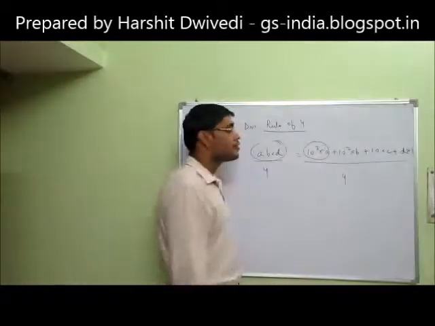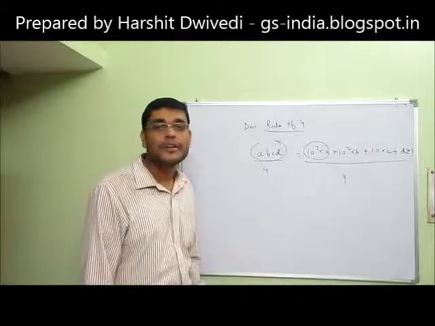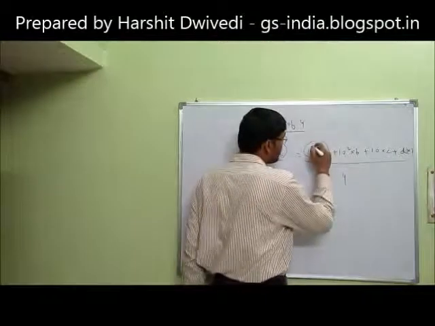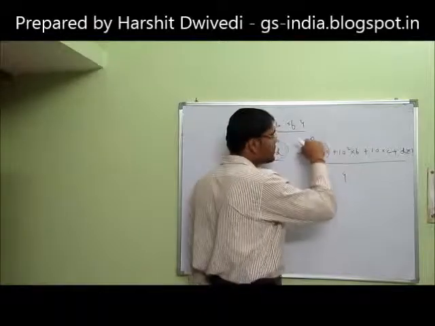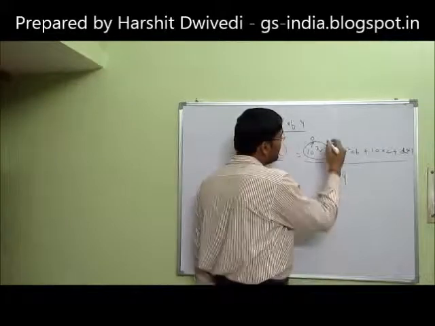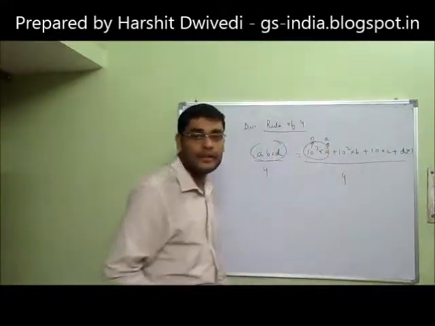10 cube is 1000. Is 1000 divisible by 4? Yes. 4 into 250 is 1000. So this number 1000 is divisible by 4, so the remainder will be 0. And when this number A is divided by 4, I don't know the value of A, so I write this down as A only.